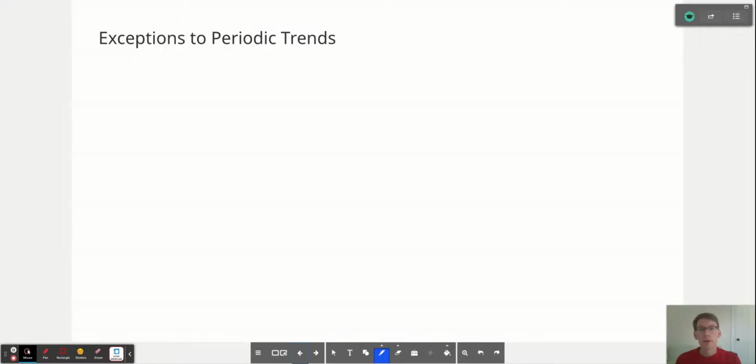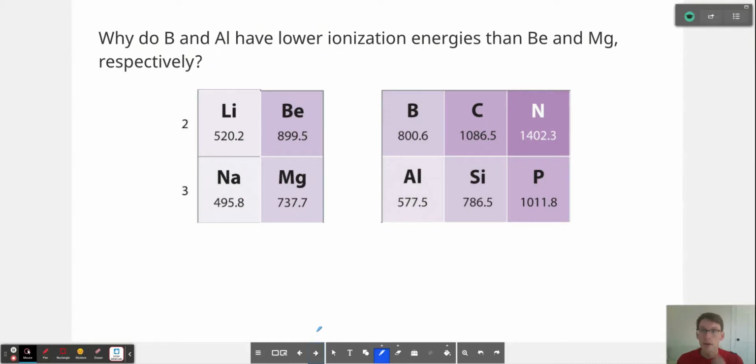In this video, we're going to learn about exceptions to the periodic trends. So, if we look at the periodic trend of ionization energy, we're expecting high ionization energies to be further to the right and up. And if you look at a comparison between lithium and nitrogen, you can see further to the right, we have a higher ionization energy.